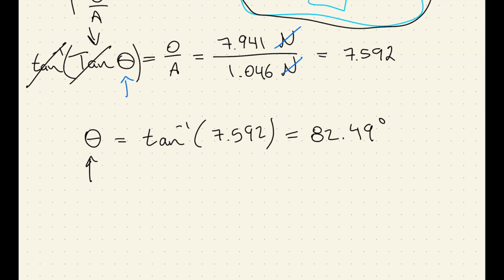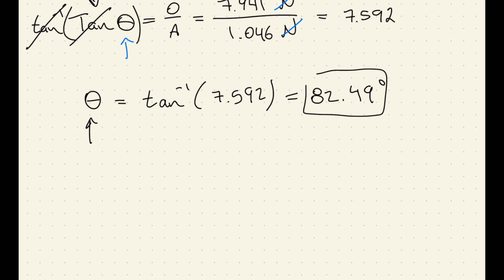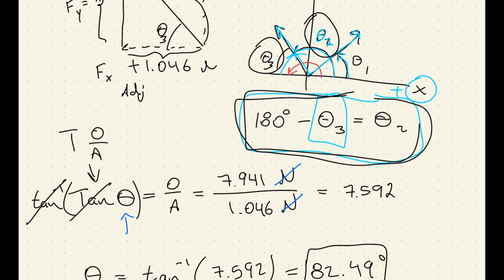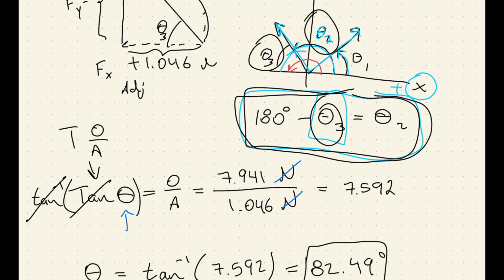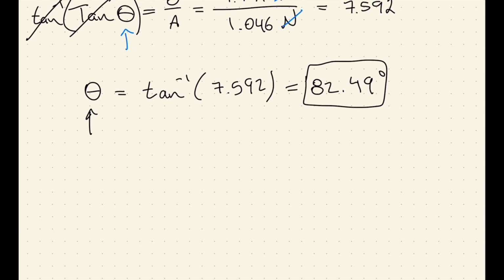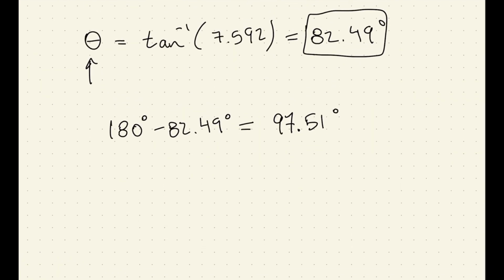And now this is degrees because what we're talking about is theta. So if that is theta 2, or sorry, theta 3, then I do 180 minus that. 180 degrees minus 82.49 equals 97.51 degrees. Amazing.